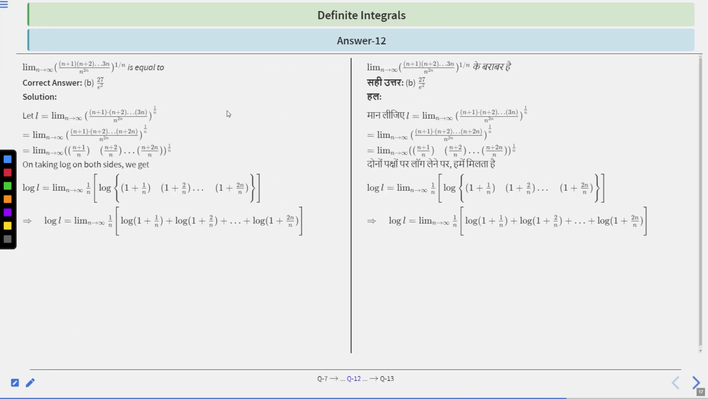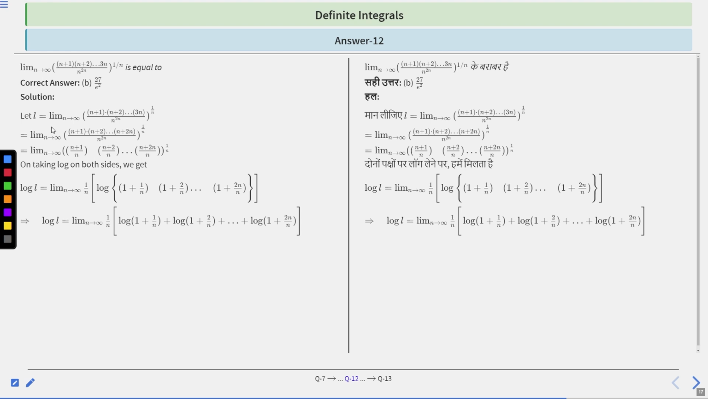Okay, let's move to the solution part. Let L is equal to limit n tending to infinity (n plus 1) into (n plus 2) till 3n upon n to the power 2n, whole to the power 1 by n, which is equal to limit n tending to infinity (n plus 1) into (n plus 2) till n plus 2n, since 3n can be written as n plus 2n, upon n to the power 2n, to the power 1 by n. It can be written as (n plus 1) upon n into (n plus 2) upon n till (n plus 2n) upon n, whole to the power 1 by n.